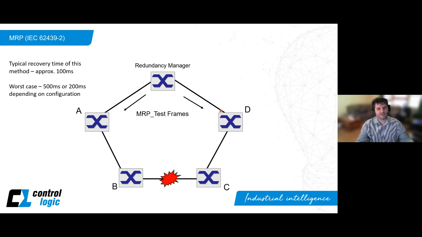Depending on the configuration, MRP supports a guaranteed recovery time of 200 milliseconds or 500 milliseconds. And that really controls how often those test frames are sent. If you set it to 200 milliseconds, they're sent every 20 milliseconds. That means that it takes at least 60 to 80 milliseconds for the redundancy manager to realize that this link is broken.